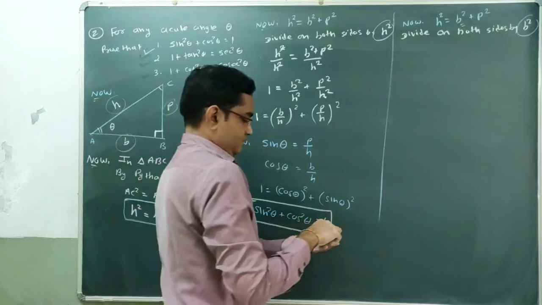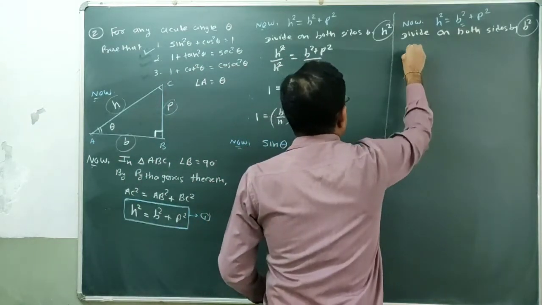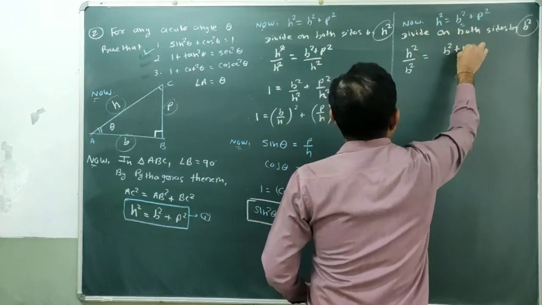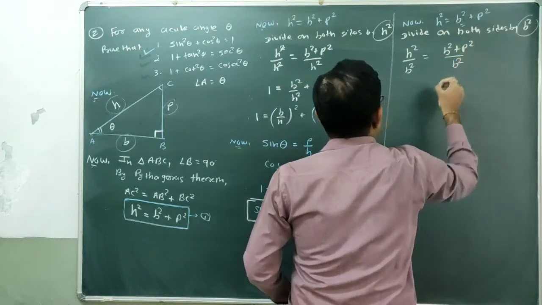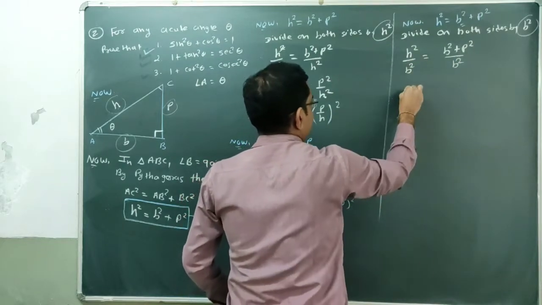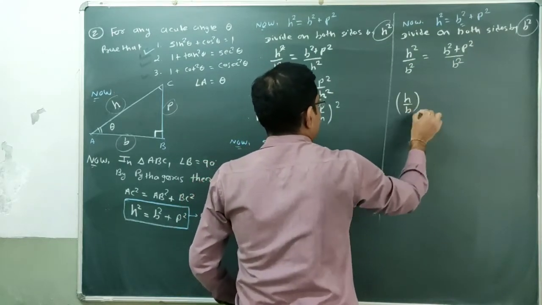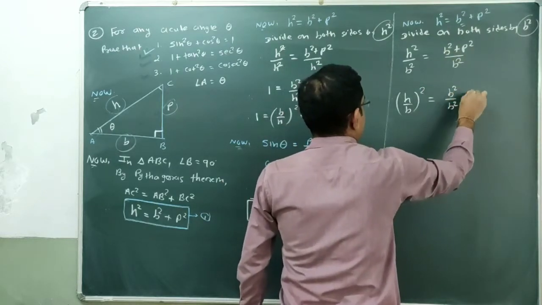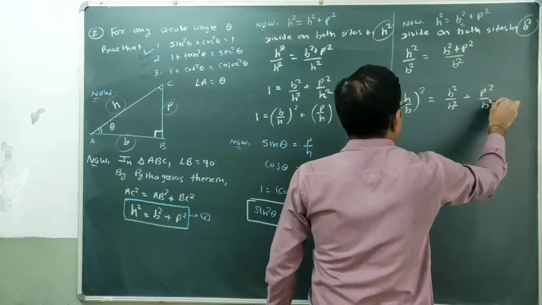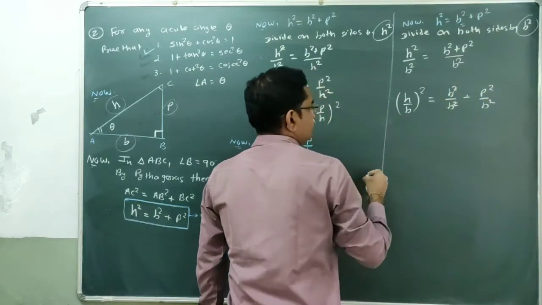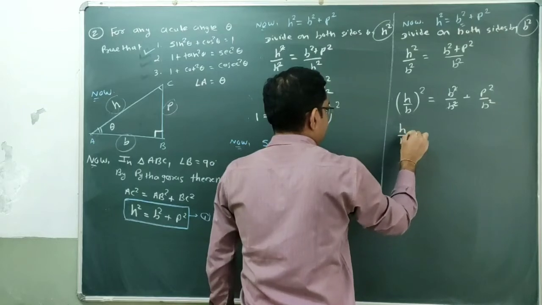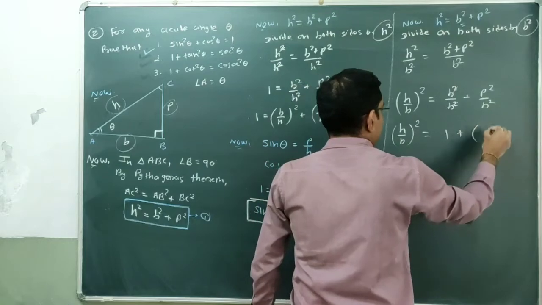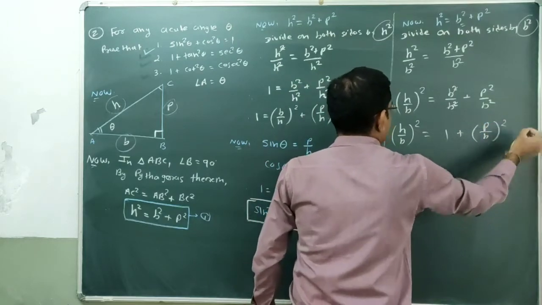So here on division we are getting h square by b square equal to b square plus p square by b square. Therefore this will be h by b whole square equal to b square by b square and p square by b square. This will cancel. So here we can write h by b whole square equal to 1 plus p by b whole square.